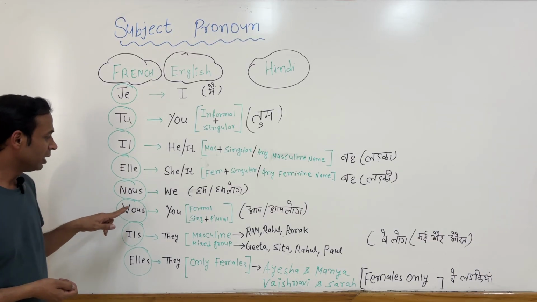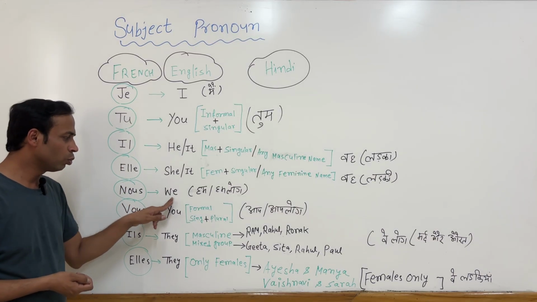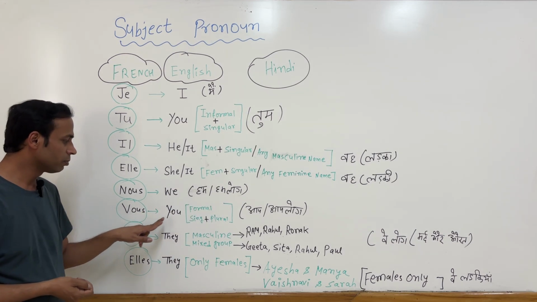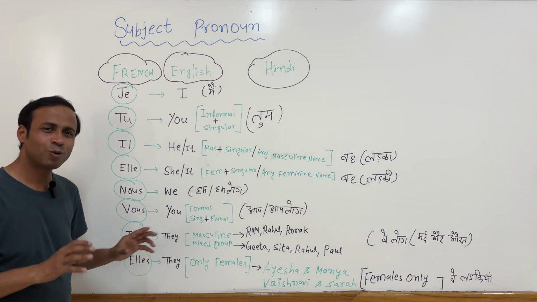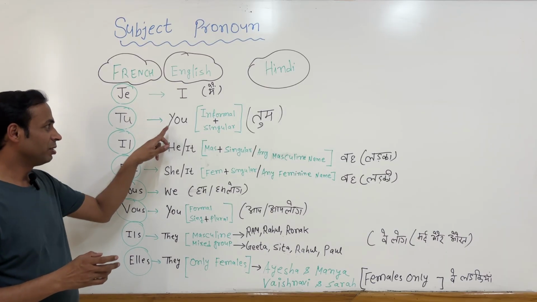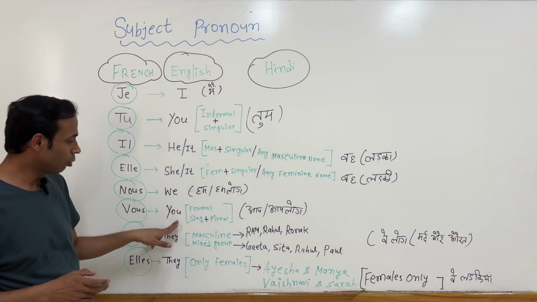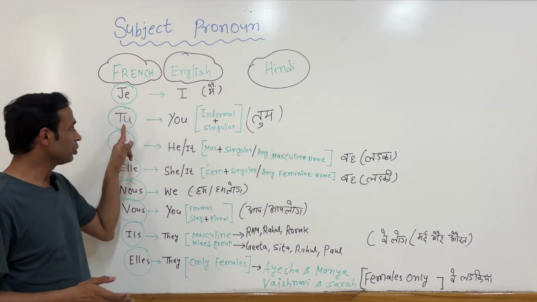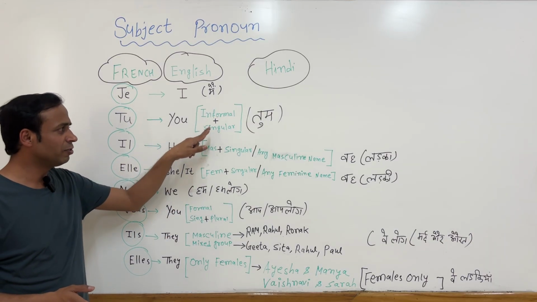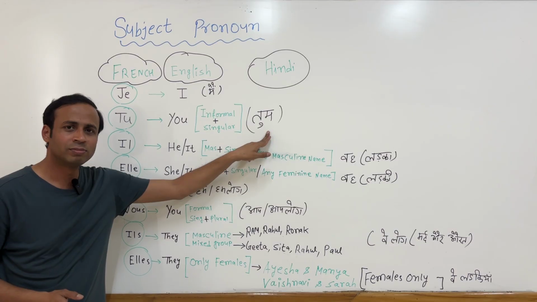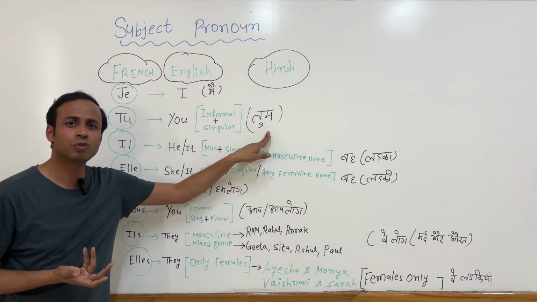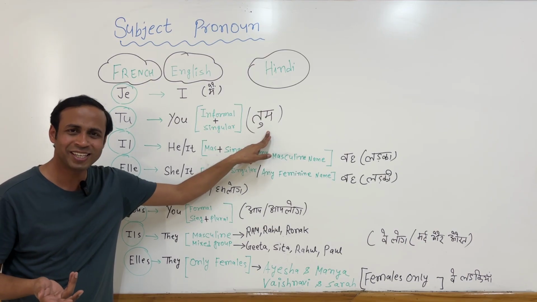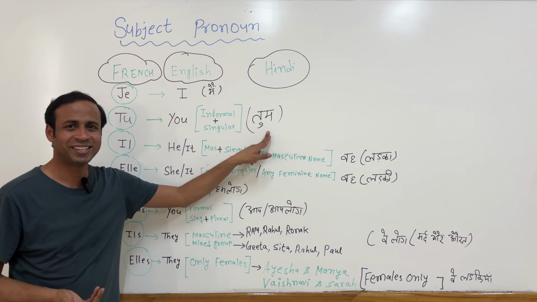All right. Next is nous. Nous means we, which means हम लोग. Next is vous. Vous means again you. Now you must be confused. Sir, this means you. Here also you. Then what is the difference? It's already written. So tu means you, but this is informal and singular like तुम, right? In India, तुम हम अपने बॉस, अपने पापा या अपने प्रोफेसर्स के लिए यूज नहीं करते हैं, है ना? तुम हम अपने दोस्तों को कहते हैं, right?